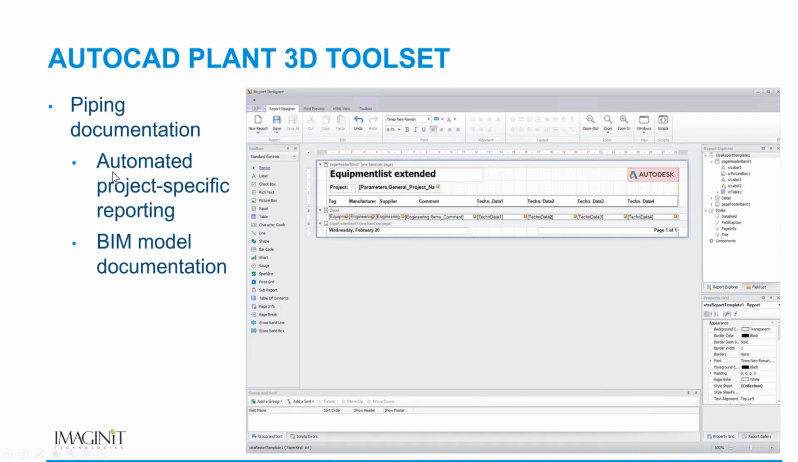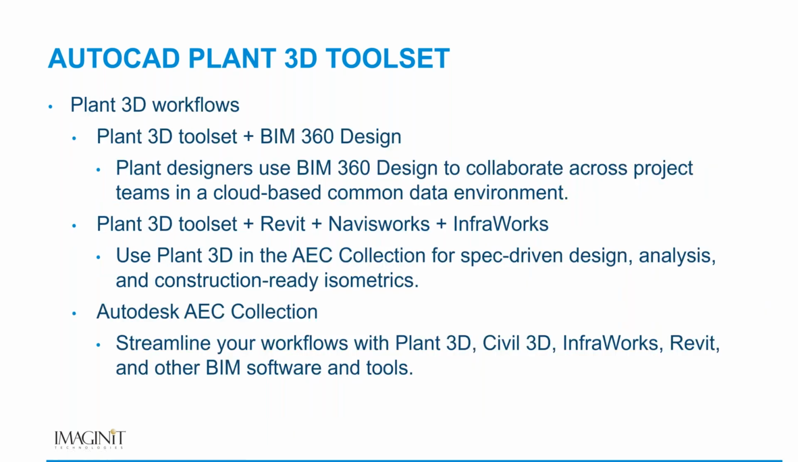So for your piping documentation, you have automated project specific reporting, so you can come in here and do your reporting with the report designer. You can say this is what you want it to fill out, this is the information you want it to get from your drawing, and this is the same stuff that you can do with a BIM model as well, and you can run these same reports.